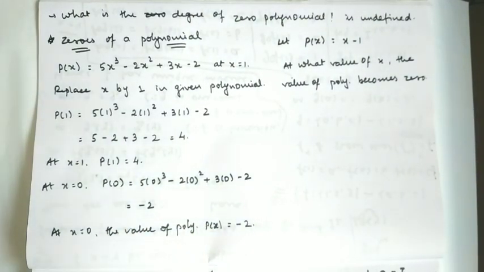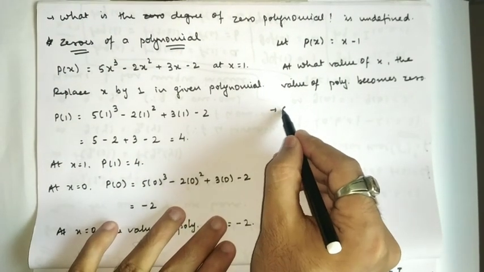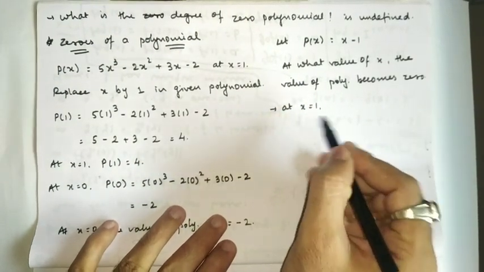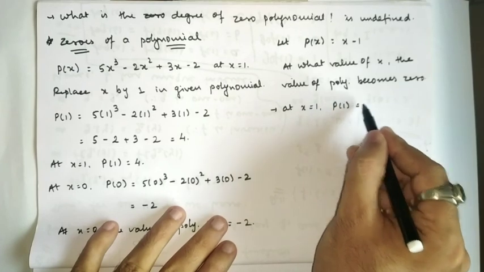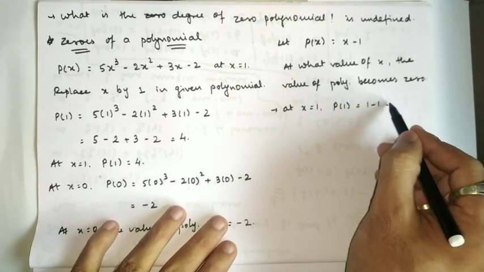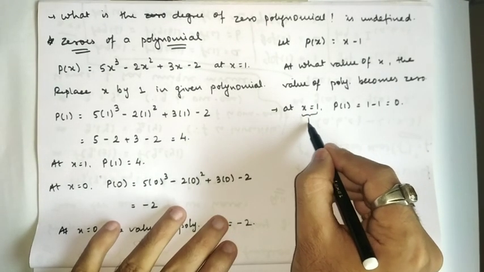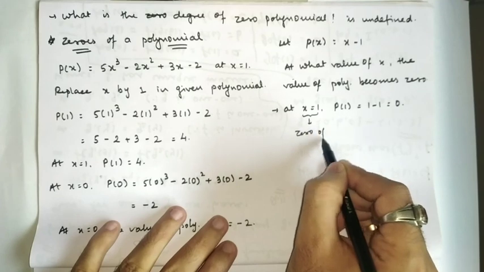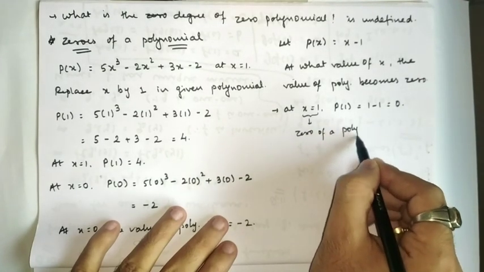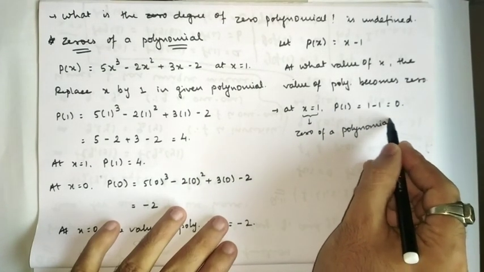हिंदी में बोलूं तो ऐसी कौन सी x की वैल्यू होगी जिसको रिप्लेस करने से आपके पॉलिनोमियल की वैल्यू 0 आए. करेक्ट. So what will be the value of x such that this polynomial will become 0? So suppose I'll check at x equals to 1. That means I will put x as 1 in the polynomial. So I get 1 minus 1, 0. Correct. Then I can say this is the 0 of a polynomial.